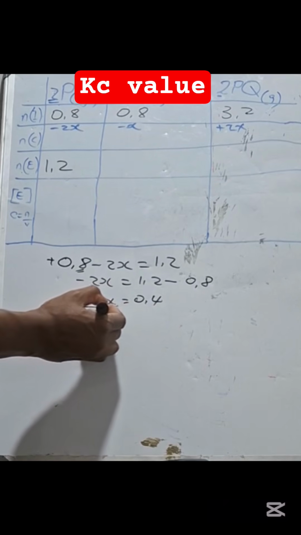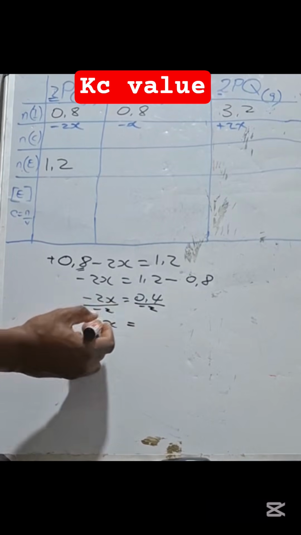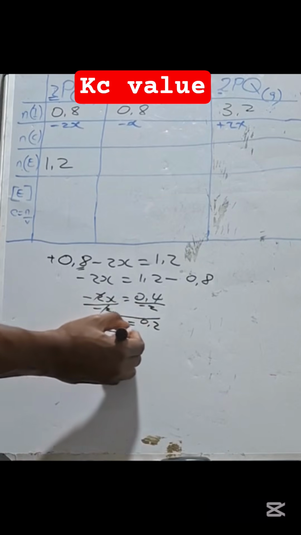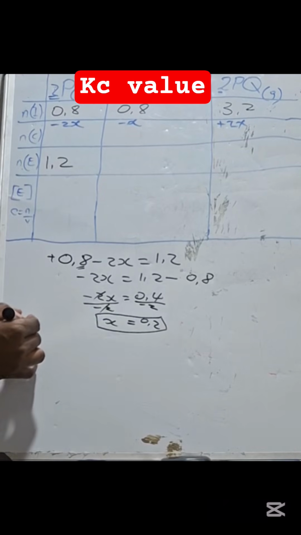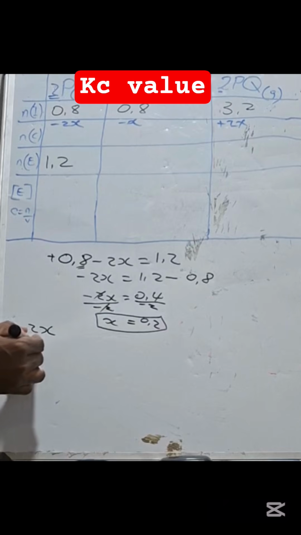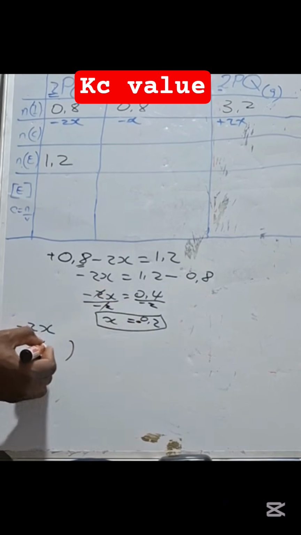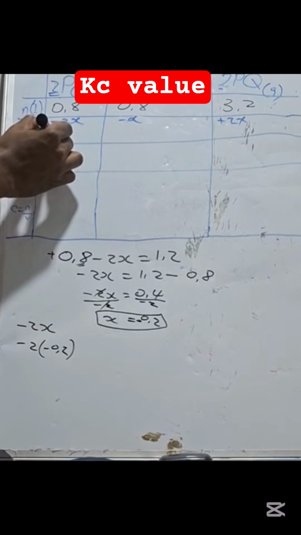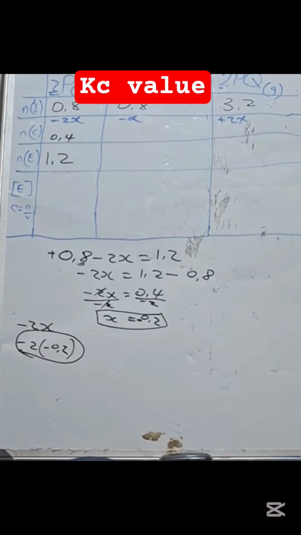I will divide by -2. Divide by -2, then I get x, which is -0.2. So in the table, in place of x, I will put -0.2. So in place of -2x, I will put -0.4, because if I calculate it I get -0.4.